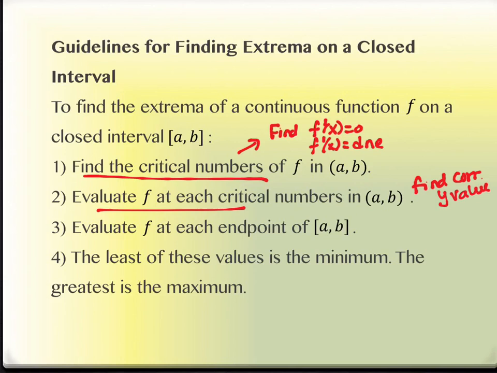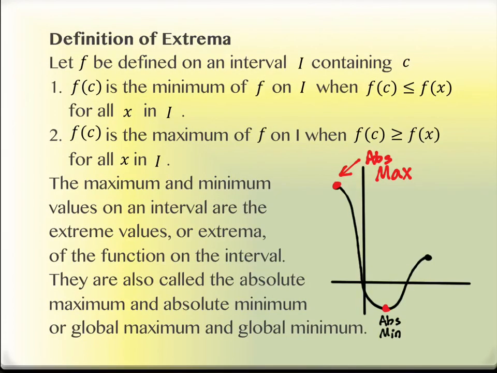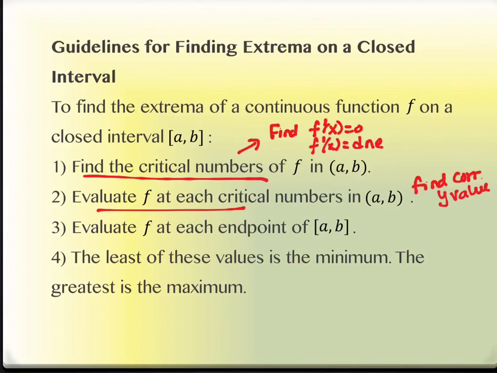Step 3 is looking at endpoints. I promise I'm going to come back to this screen, but I want to go back and look at a picture I drew earlier. This picture happened to have a relative extrema down here that is the absolute minimum, and the endpoint was the absolute maximum. So endpoints are another location where we can have extreme values, and that's what we're doing on step 3: evaluating the endpoints.